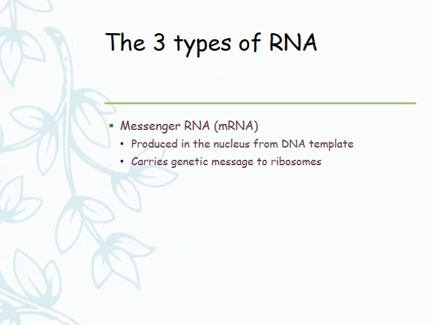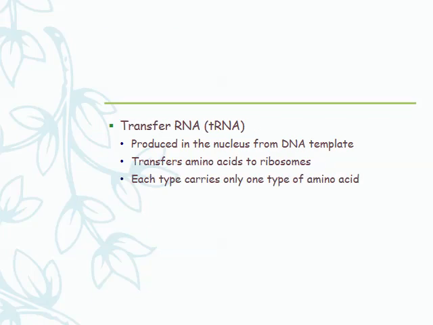Let's look at the three types of RNA and how they function in the production of proteins. Messenger RNA, or mRNA, is produced in the nucleus from a DNA template. Messenger RNA is a copy of the gene for a particular protein that needs to be manufactured. This carries this genetic message to the ribosomes, the organelle inside the cytoplasm where protein synthesis occurs. Proteins are made of chained amino acids.